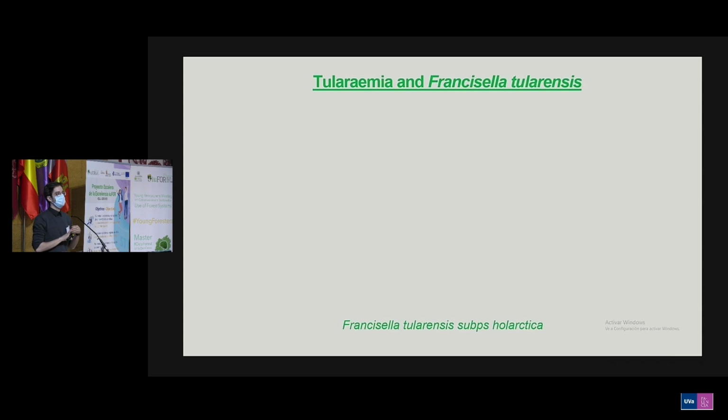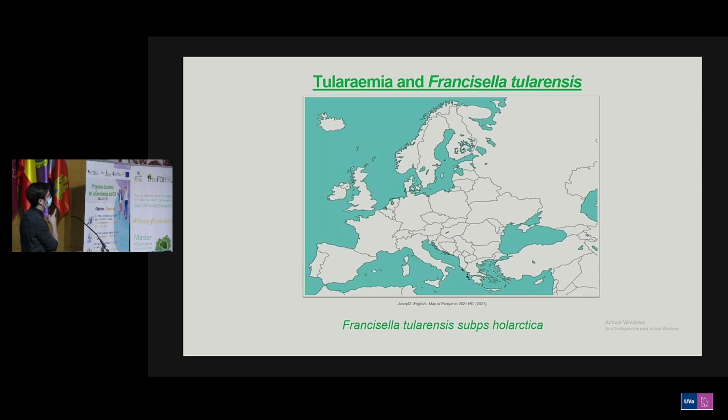The bacteria is divided in 4 subspecies, and here in Europe we have the subspecies Holarctica, or type B, that is less virulent than, for example, the type A that is found in North America. And it is normally a bacteria related to cold environments. And inside Europe, we have countries, for example, like Greece, that is considered free of tularemia.